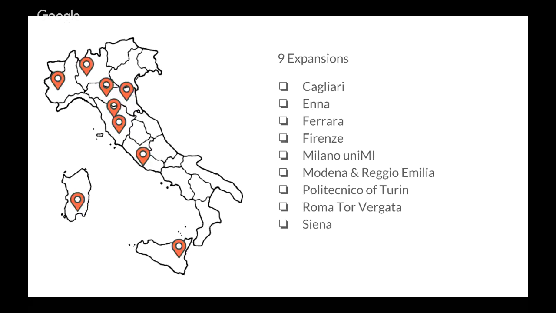So in general, what I can tell you about the current expansions: when I started the term, we didn't have 4 of these expansions. We didn't have Siena, Cagliari, Modena, Reggio Emilia, and Polytechnic of Turin. Then you will also see in the end, with one of the main achievements, that we actually opened these 4 chapters in the first semester.